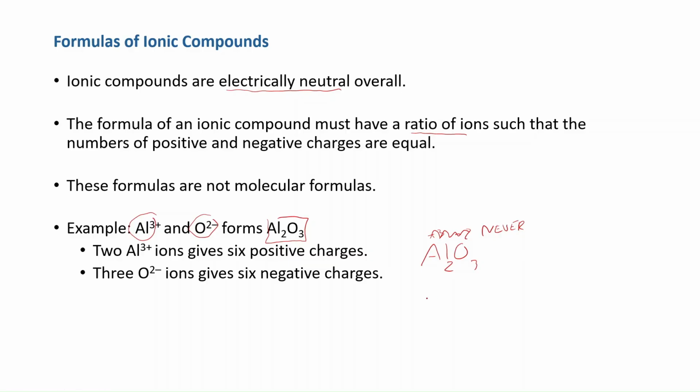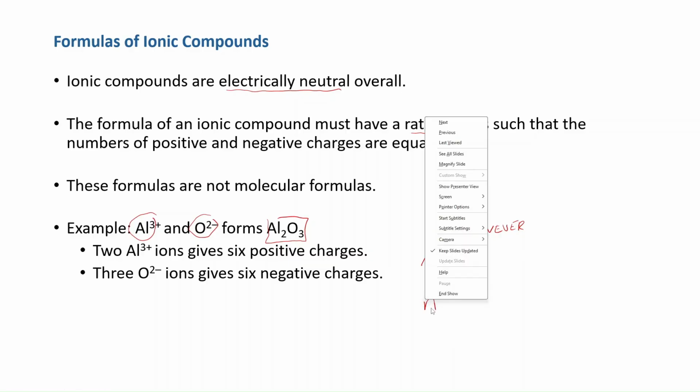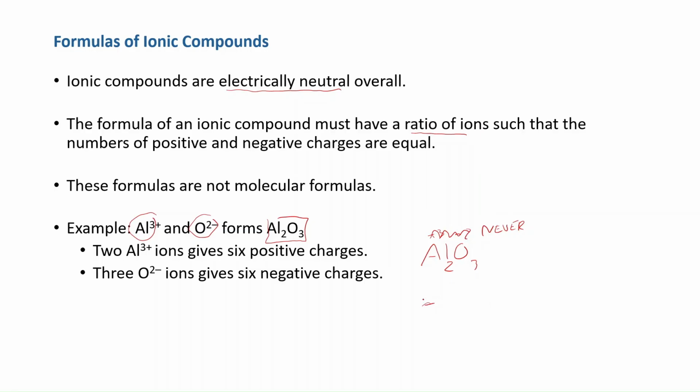Now, what I do recommend students to do is say, okay, if I have aluminum +3, if I have 2, I have 6 positive charges. Oxygen -2, I need 3 of them to have 6 negative charges. But when I write this, I never put the charges in there. You do not put the charges in the formula. You can write them down before, especially at the beginning when you're learning to do it. But please don't put them in the final formula.